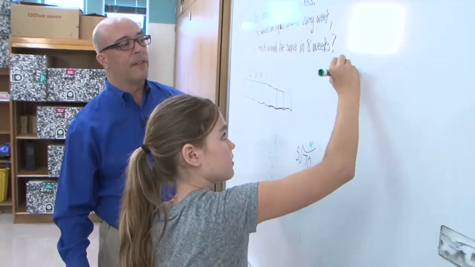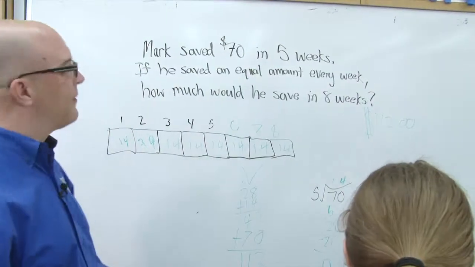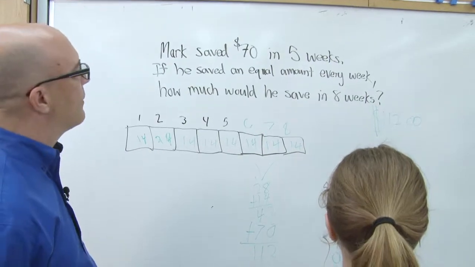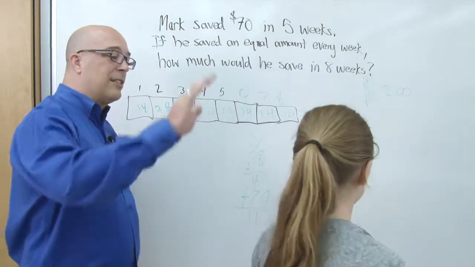cents. So go ahead and read the problem one more time and then what our answer is. Mark saved $70 in 5 weeks. If he saved an equal amount every week, how much would he save in 8 weeks? And he saved $112. All right, Olivia, nicely done. Perfect job. Not a bad job, though.